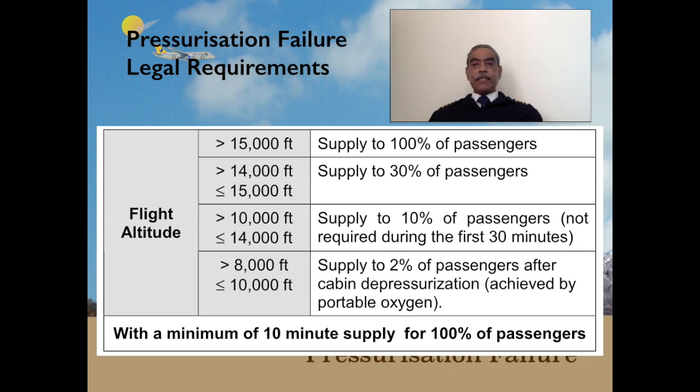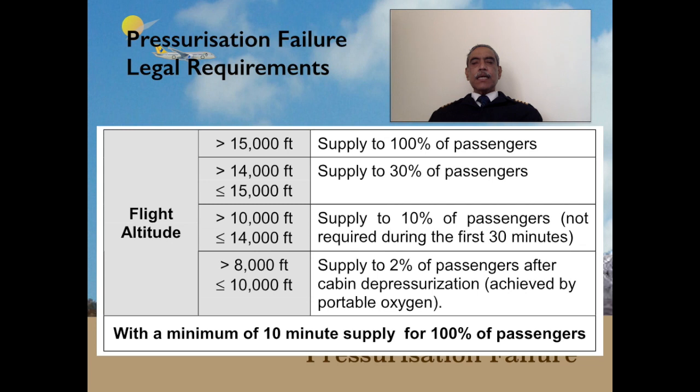This 100% passenger supply means that the aircraft descent profile should be planned in such a way that you should be able to descend below these altitudes within the time frame which is limited by the oxygen system supply. That is, of course, dependent on the pressure, and as we already discussed, the type of the system, whether a fitted chemical or gaseous system, and other provisions, number of passengers, etc.